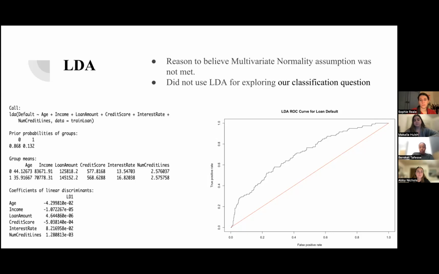Based on the results from the kurtosis test, we have evidence that the assumption for discriminant analysis may not be met, and therefore we're not able to make reliable interpretations from our LDA. For that reason, we've decided to use logistic regression to explore our classification question.